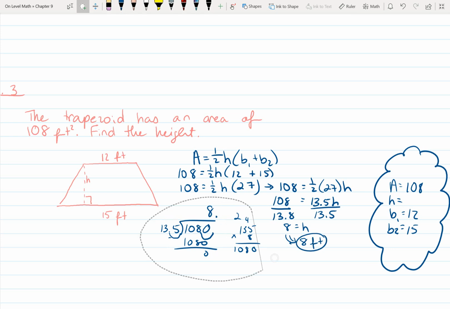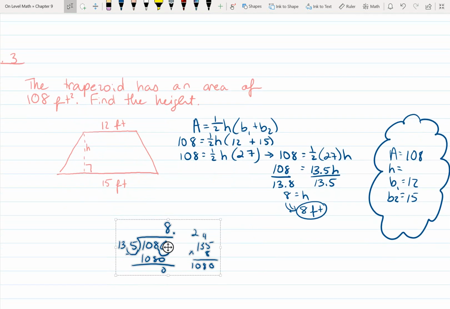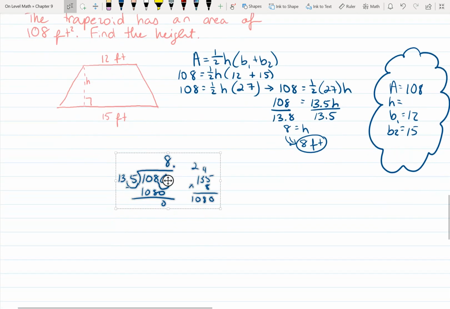So again, side work is always good, always appreciated, and we need it. Alrighty, so again, we're using inverse operations to isolate that variable. That's nothing majorly new. We're just plugging into a different formula this time.